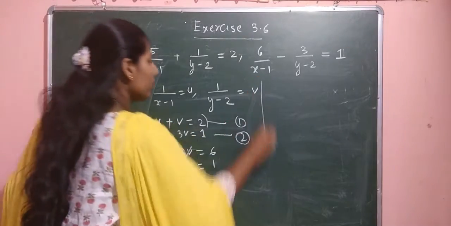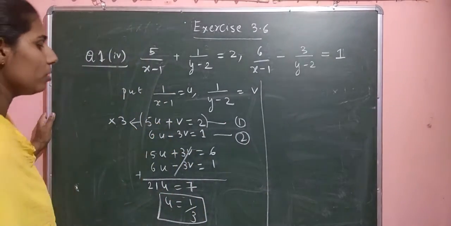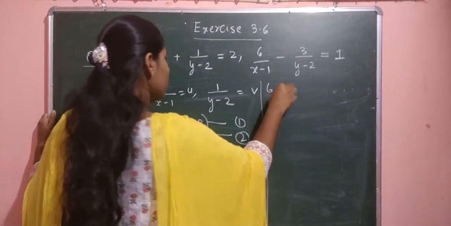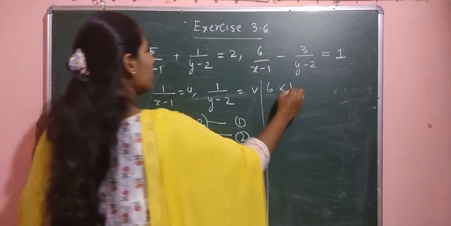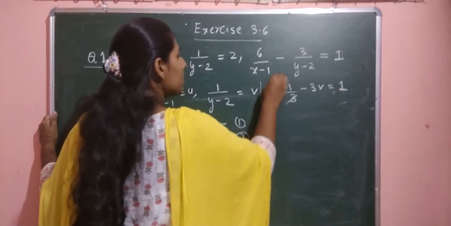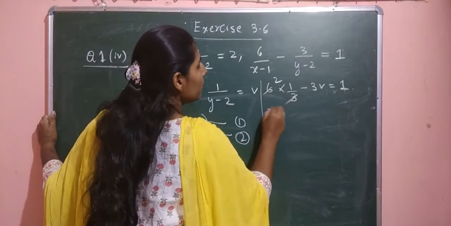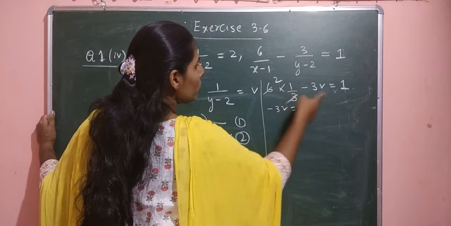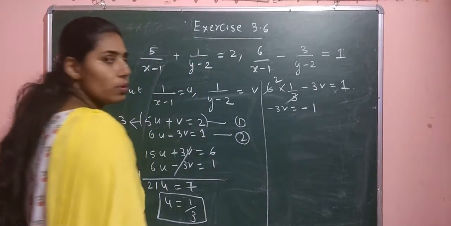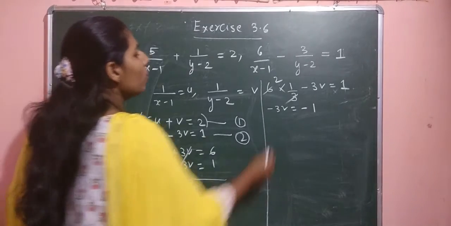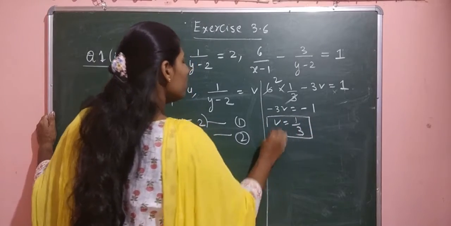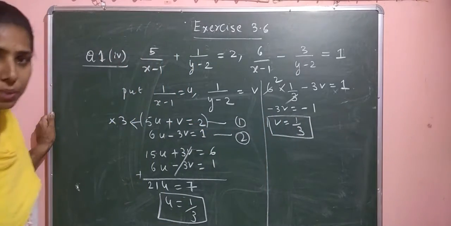Now you can put it in any one equation. So I am substituting in equation 2. You will get 6 into u value, which is 1/3, minus 3v = 1. So 3 and 6 will go 2 times, and I am left with -3v = 1. This will go to that side, 1 - 2 is nothing but -1, or v you will get as 1/3. So here both u and v are 1/3.